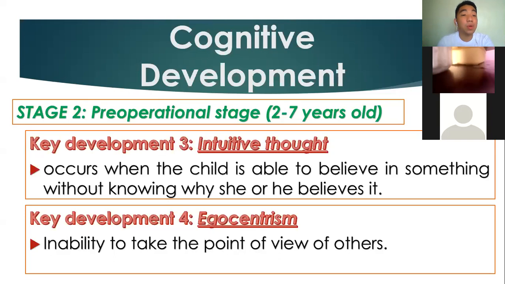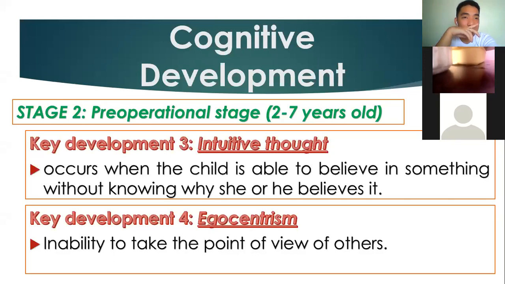Egocentrism is the inability to take the point of view of others. If you got the subject, an example is the child with his mom. The child covered his eyes. And then, in the child's mind, he assumed that his mom would also cover her eyes. But his mom didn't do it. So, what happened to the child? He cried. Because the child believed that whatever his point of view is, others should follow it.